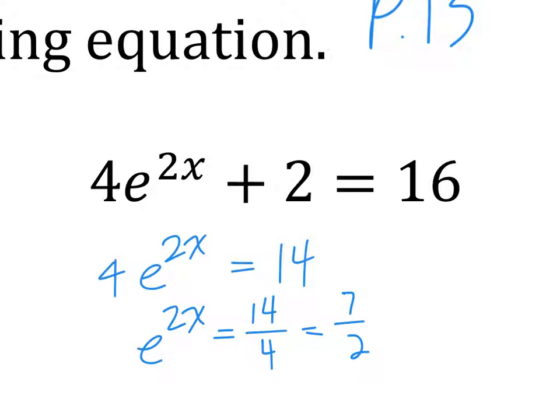Now the problem is there is an x in the exponent. So to solve this, we've got to bring that x down. And we've learned this before, where we said to get the exponent down, we just take log of both sides, right? However, there is a special situation with this question. Because the base is e, we can use something else.